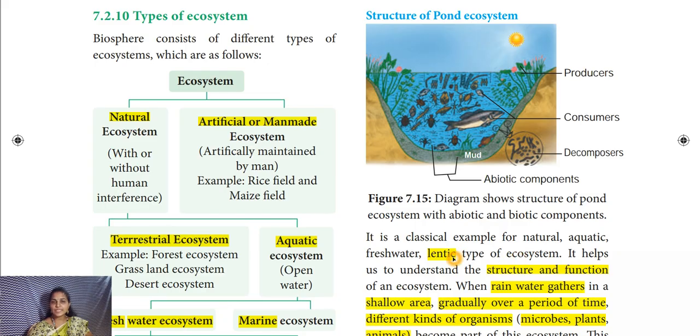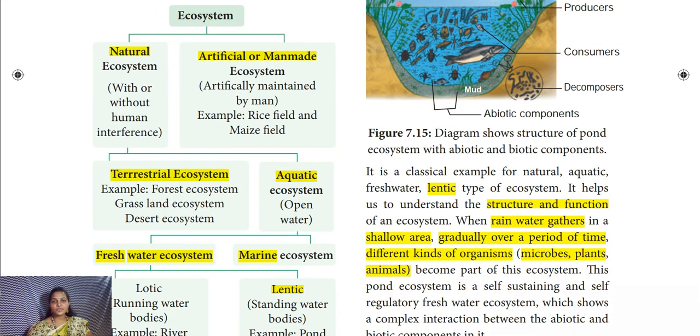Okay. So it is a classical example of a natural, aquatic, freshwater, lentic type of ecosystem. So whenever you are reading this lentic, you have to remember that it is standing water. Okay, and it helps to understand. So why do we have to read about the pond ecosystem? So that we can understand in which way the pond ecosystem has been created and what all the organisms are in the pond ecosystem, right? So it will be very helpful to know about all those things. It helps us understand the structure and function of an ecosystem. When rainwater gathers in a shallow area, gradually over a period of time, different kinds of organisms, microbes, plants, animals become part of this ecosystem.